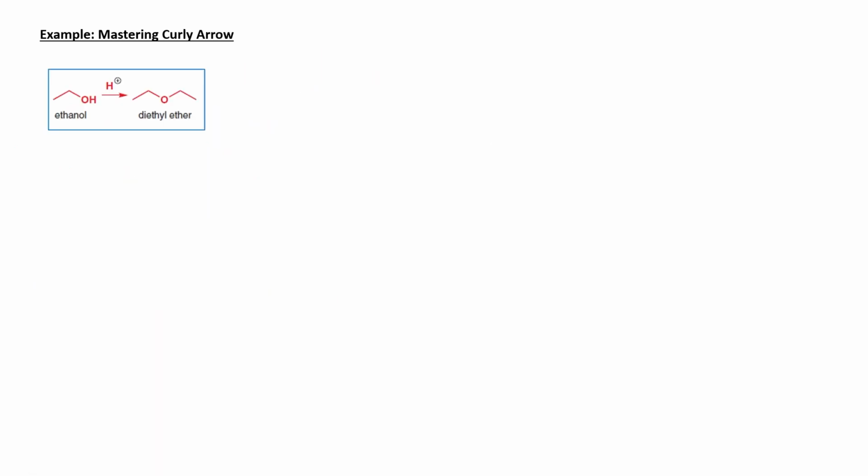Okay, now the next reaction: we have ethanol as a starting material and the ether as a product, and there's a proton as a condition. What is a proton? Proton is the acid, so this is an acid-catalyzed reaction. So even though you know nothing about this reaction, you can still draw the mechanism. How so? By knowing what is the nucleophile and what is the electrophile.